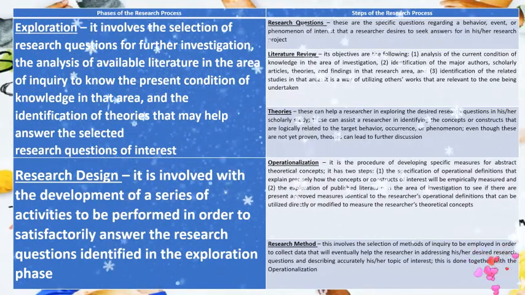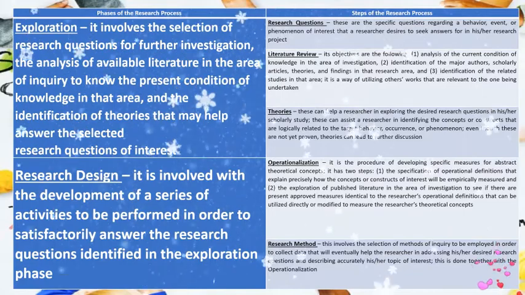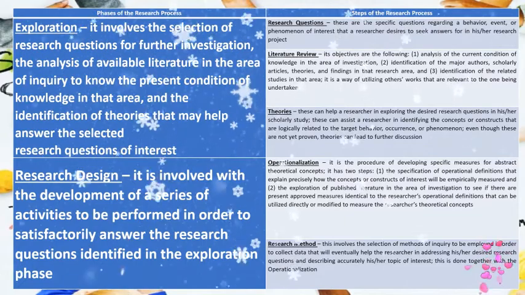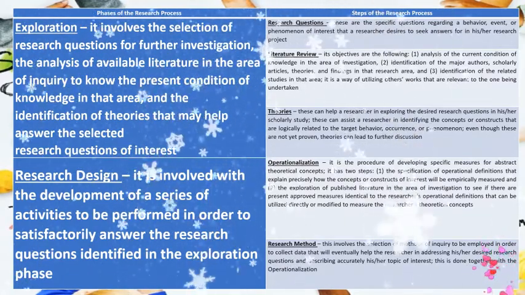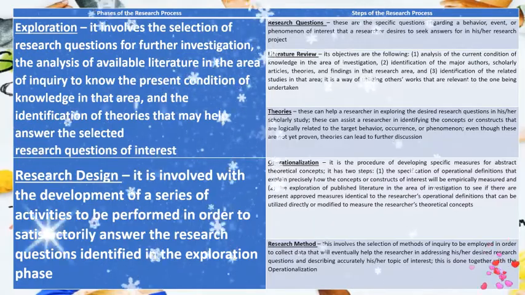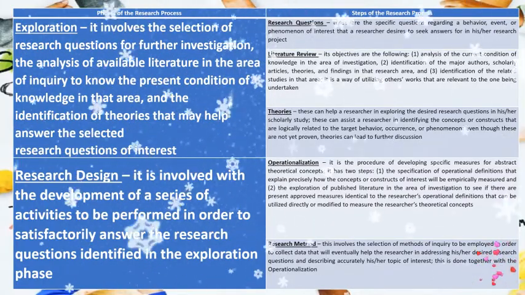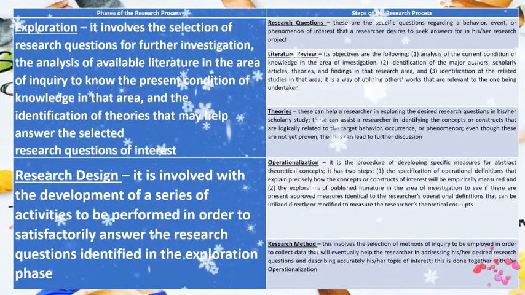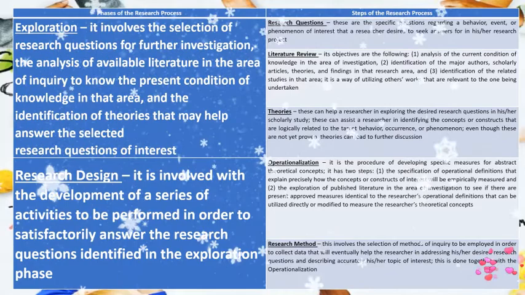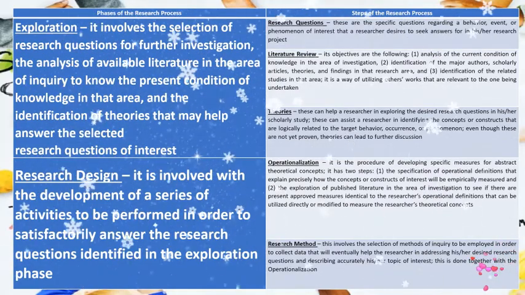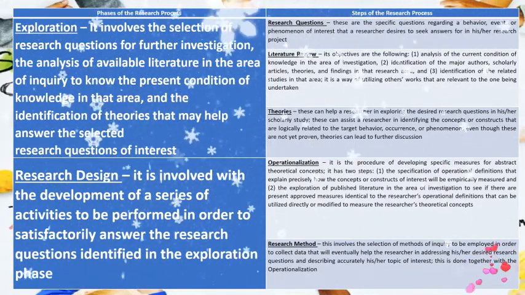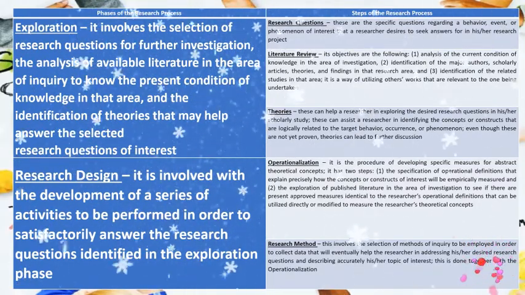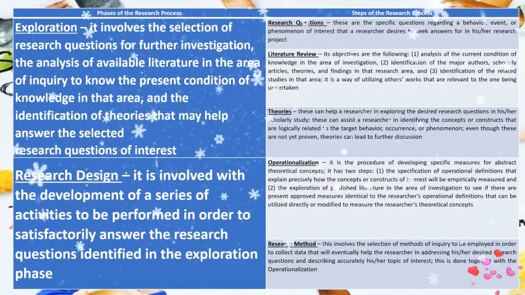Second is the literature review. So what is a literature review? Its objectives are the following. There are three objectives. First is the analysis of the current condition of knowledge in the area of investigation. Second, identification of the major authors, scholarly articles, theories, and findings in that research area. And number three, identification of the related studies in that area. So it is a way of utilizing others' works that are relevant to the one being undertaken. So that is the literature review. It has three objectives.